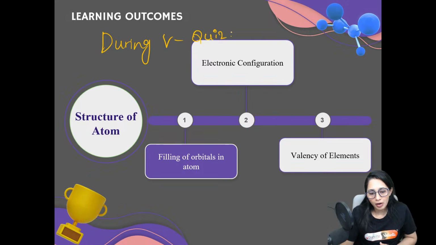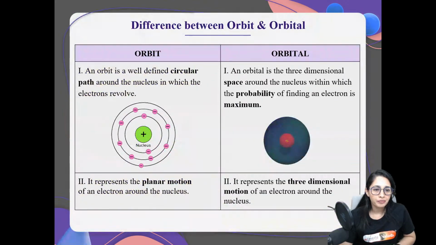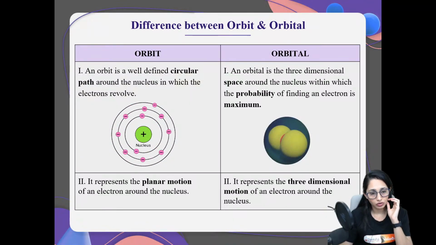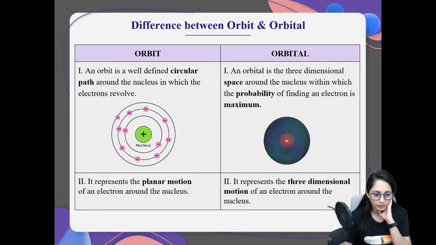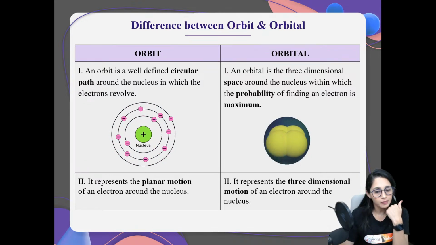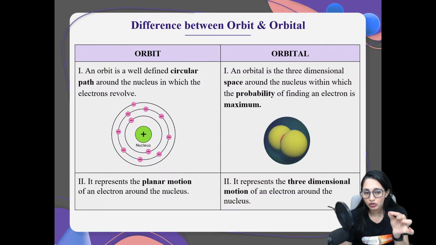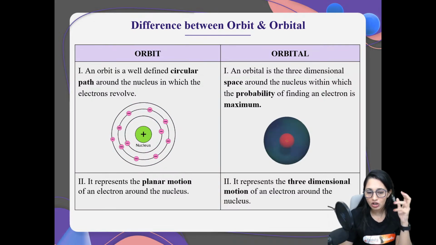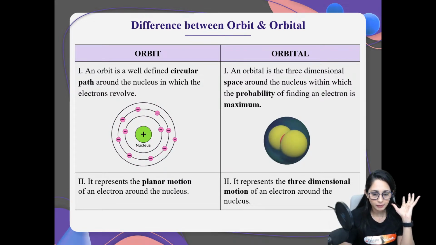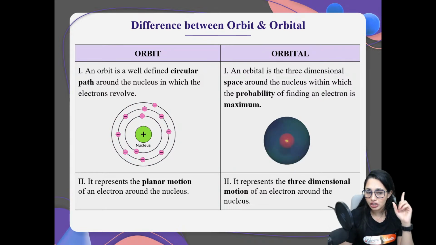Now let's discuss filling of orbitals in an atom, how to write electronic configuration and valency of elements. So what is the difference between orbit and orbital? An orbit is a well-defined circular path around the nucleus in which the electrons revolve. But an orbital is the space around the nucleus within which the probability of finding an electron is maximum. We do not know for sure where the electron is exactly positioned. An orbit represents the planar motion of an electron around the nucleus. An orbital represents the 3-dimensional motion.